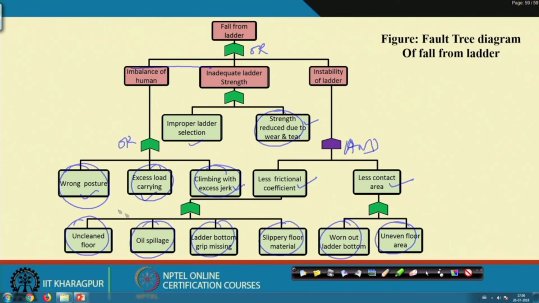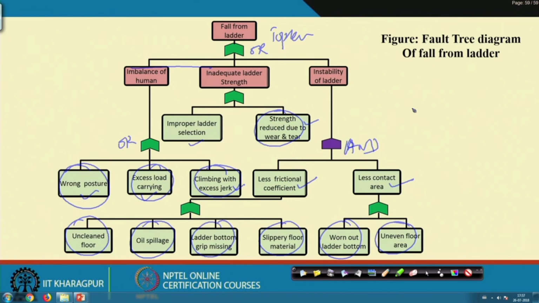So, what happened? We have written in the box because we do not know the probability. Maybe it may require that, why unclean floor, further breaking down is possible. But if that is not possible, and you know the probability of unclean floor, probability of wrong posture, then they will become basic events. And you have seen in a fault tree that there are basic events, and this fall from ladder is the top event here. This is our fault tree.